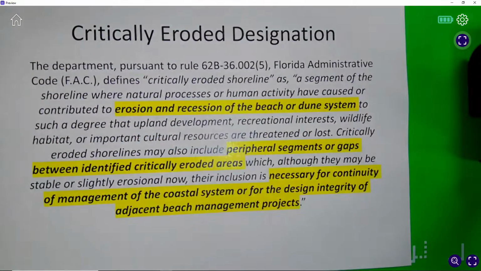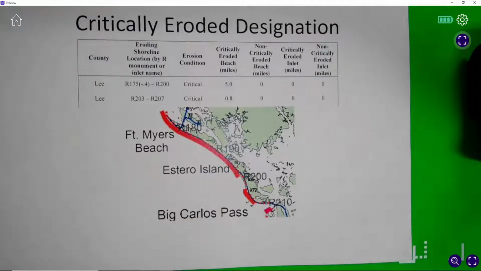This is just the definition according to the Florida Administrative Code, defining what a critically eroded shoreline designation means. The key terms: it's recognized as eroding or recession of the beach and dune system, or there are peripheral gaps identified in between critically eroded areas, and the designation is necessary for continuity of management of the coastal system or for the design integrity of the adjacent beach management projects. That's right out of the Florida Administrative Code.